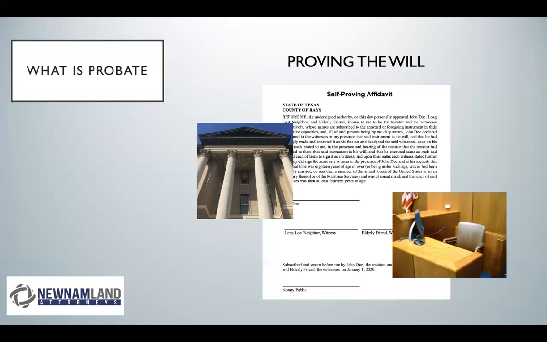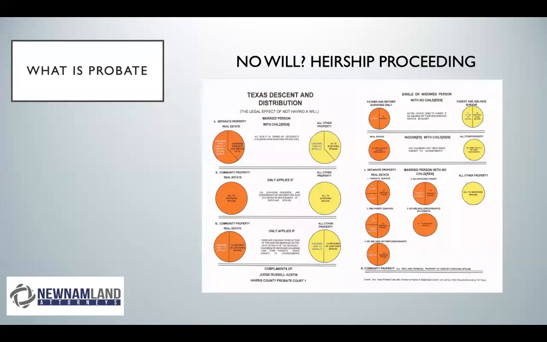Now, some states truncate this process a little bit and allow the person who is submitting the will to the court to just sign an affidavit without ever having to appear in court. In Texas, you actually have to appear in court and prove up that you believe this to be the final will and testament of the testator before they will actually admit it to probate. So once you do all of these things, the court will then admit it into probate and you're kind of off and running. But you may ask yourself, so what happens if there's no will?